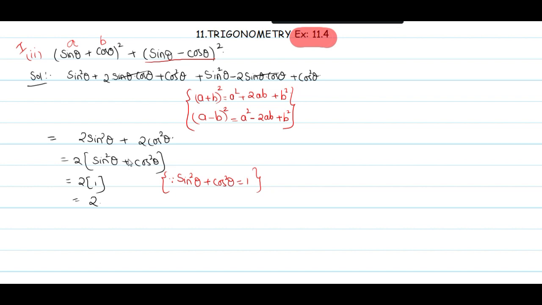Sin square theta, plus, when we take out 2, what is left here? Cos square theta. But we know from the identity that sin square theta plus cos square theta value is 1. So, we can write 1 instead of sin square theta plus cos square theta. So, 2 into 1 is nothing but 2. I hope you understood.